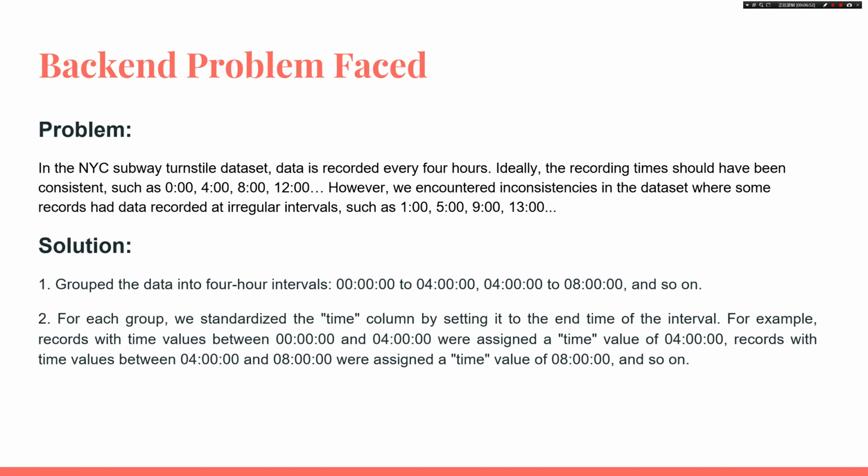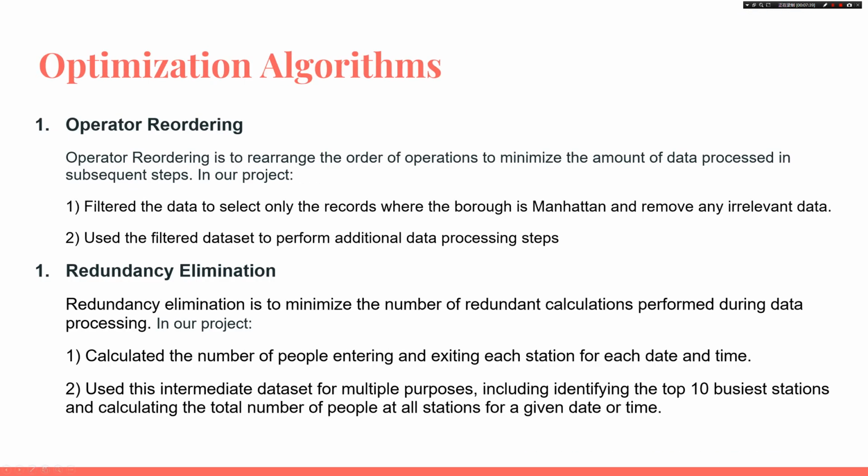In our backend, we have some problems. The turnstile data is recorded every 4 hours. Ideally, the recording times should be consistent, such as 1, 4, 8, 12 o'clock. However, we encountered inconsistencies in the dataset where some records had data recorded at irregular intervals, such as 1 o'clock to 5 o'clock. So we solved this by grouping the data into 4-hour intervals. And for each group, we standardize the time by setting it to the end time of the interval. So here we use two optimization algorithms. First is operator reordering, and then is redundancy elimination.